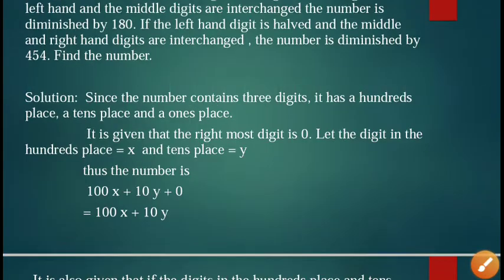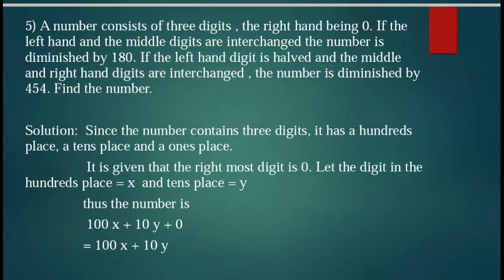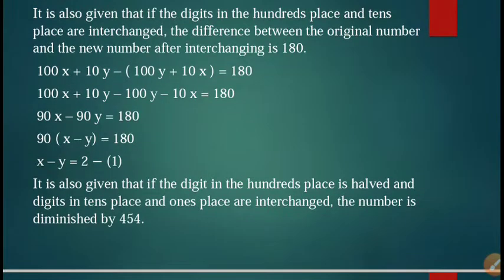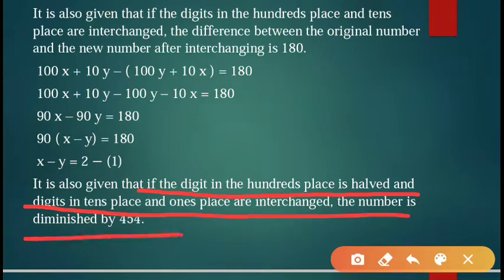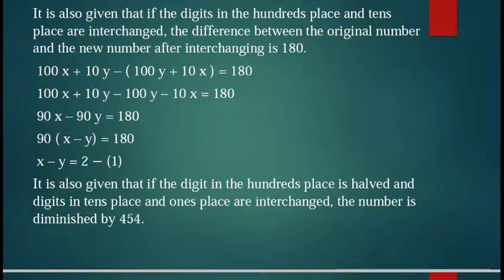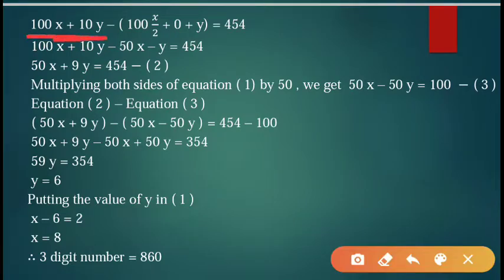Now next, what is given in your question? Till here your solution is complete. Next is given, if the left hand digit is halved and the middle and right hand digits are interchanged, the number is diminished by 454. Okay, now I have written here again, if the digit in the 100 place is halved and the digits in tens place and ones place are interchanged, the number is diminished by 454. Okay, this was your original number.